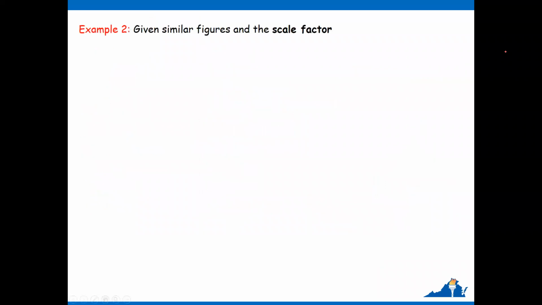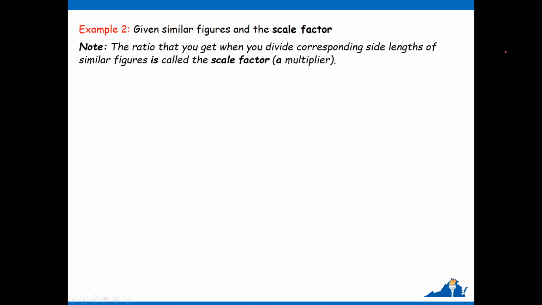Let us look at another problem. You'll be given similar figures and the scale factor. We have to note that the ratio that you get when you divide corresponding side lengths of similar figures is called the scale factor. And that scale factor is a multiplier.